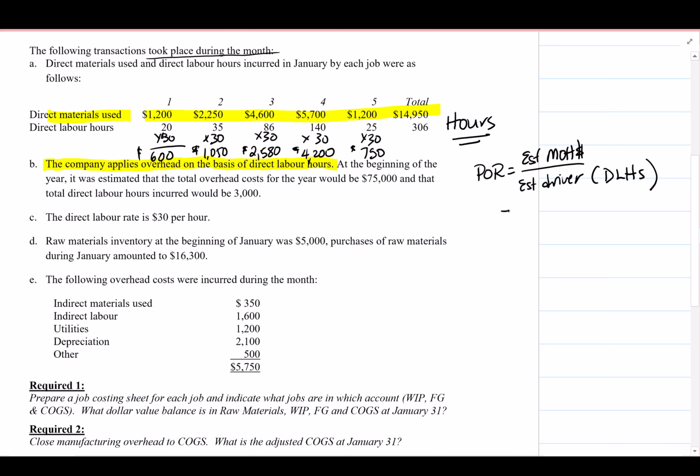At the beginning of the year, it was estimated that total overhead costs for the year would be $75,000, and that total direct labor hours incurred would be 3,000. So that means they determined that their predetermined overhead rate is going to be 75,000 divided by 3,000, $25 per direct labor hour. Which means every time a job incurs a direct labor hour, we are going to charge $25 of overhead to each job.